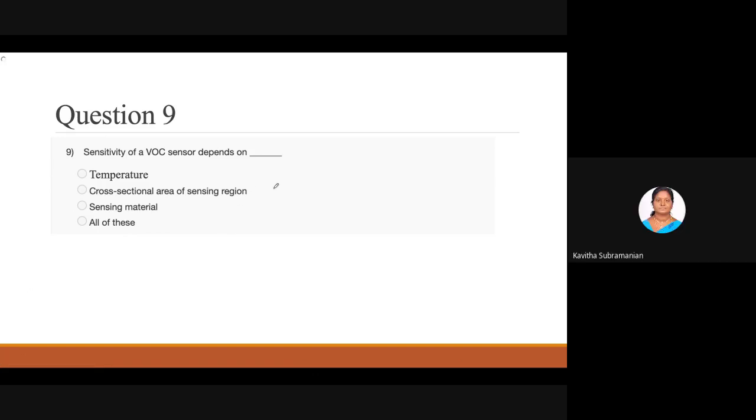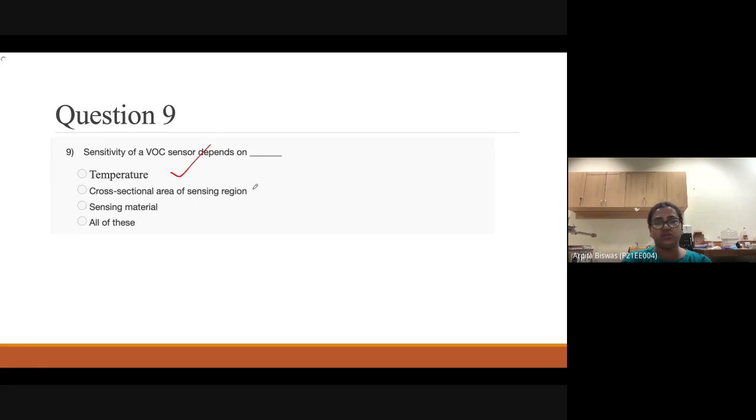Okay. And the sensing material. So it depends on the sensing material. Can you give me some example of the sensing material they have used in the lecture video? Which material they have used?